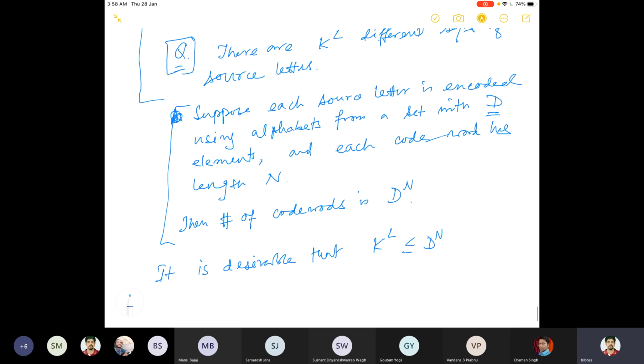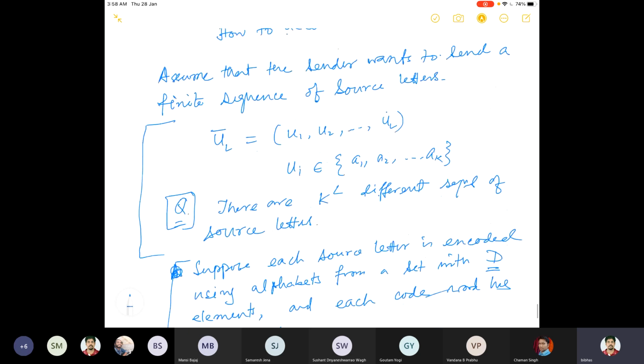So let us first decide our setup. Our setup is the sender wants to send a sequence of source letters of length L. Also, the assumption is that each code word has the same length. Then the question is, what should be the length of each code word? That is the question we are trying to answer.